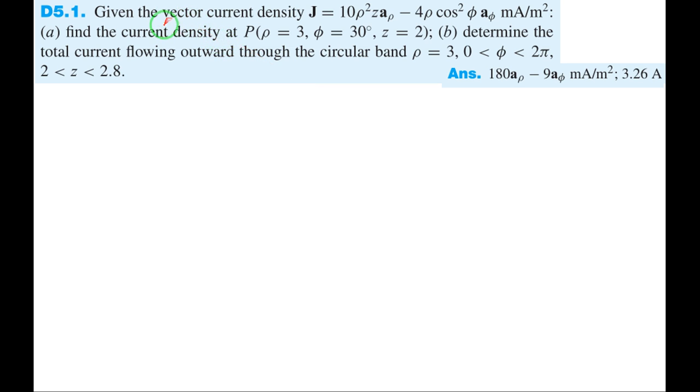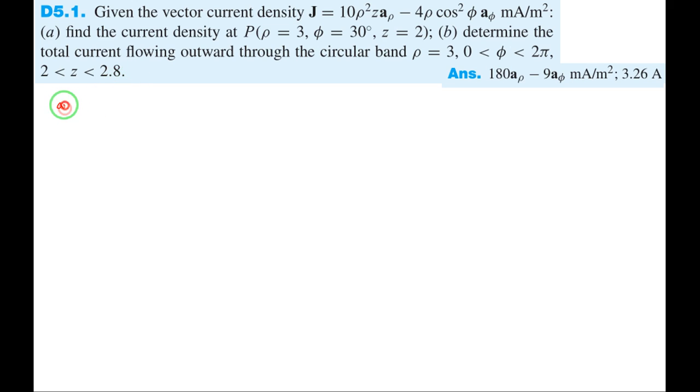Then we'll try to solve a few problems based on these equations, whatever we got. Given the vector current density J vector, with components along A rho and A phi, the Z component is absent. Then part A, find the current density at P of rho equal to 3, phi equal to 30 degrees, Z equal to 2. Just substitute the value of rho, phi, Z in this, so you will get current density at point P, J vector. Then part B, determine the total current flowing outward through the circular band rho equal to 3, phi lying between 0 to 2 pi, Z. Okay, we'll see this one by one.